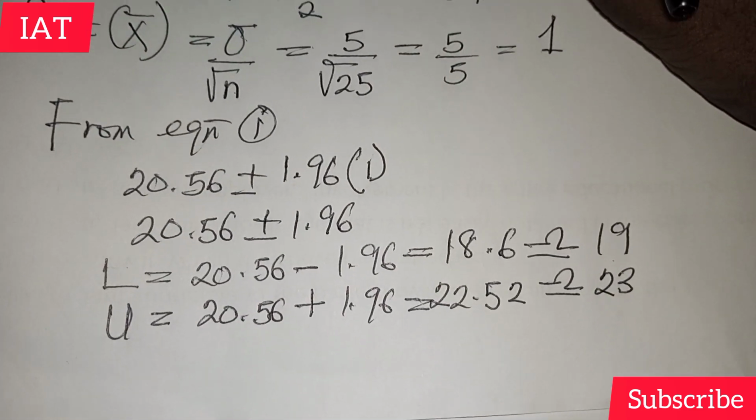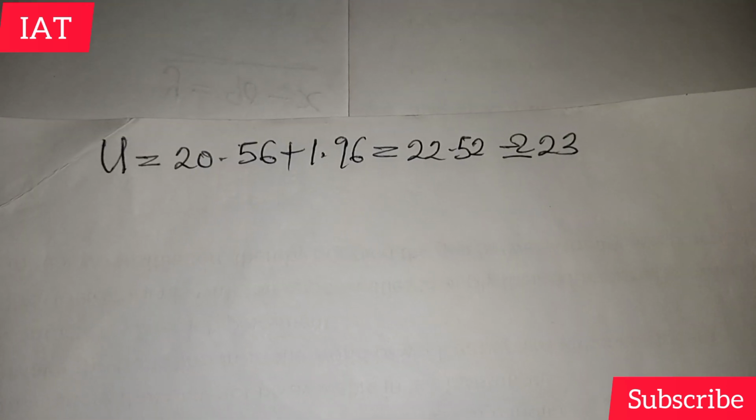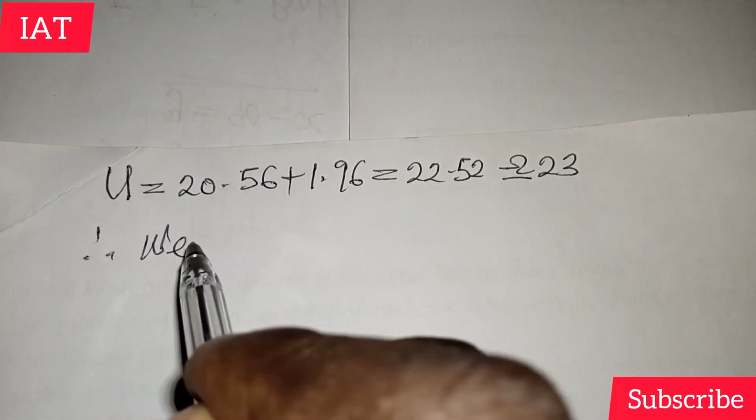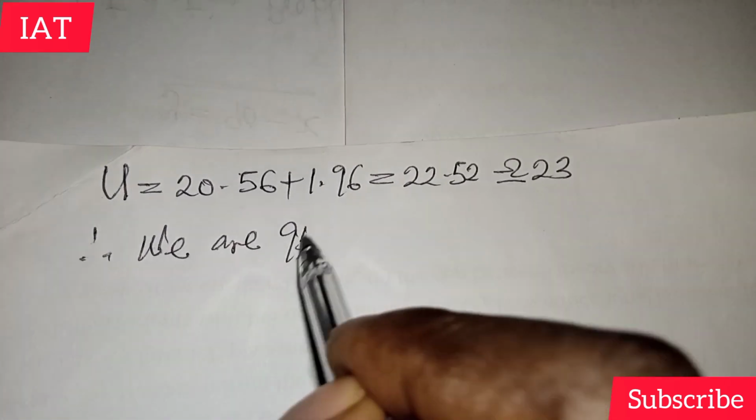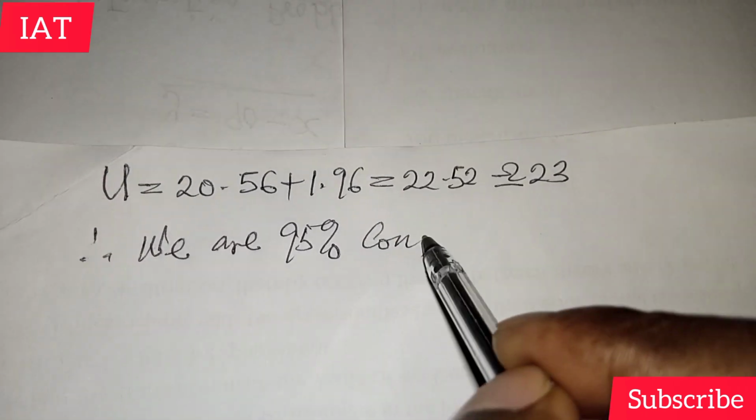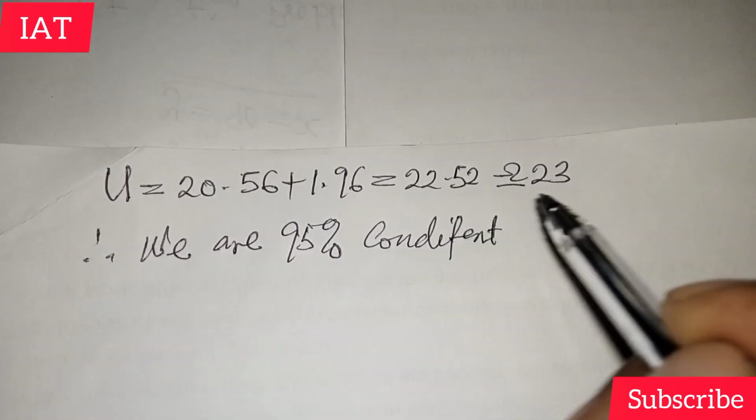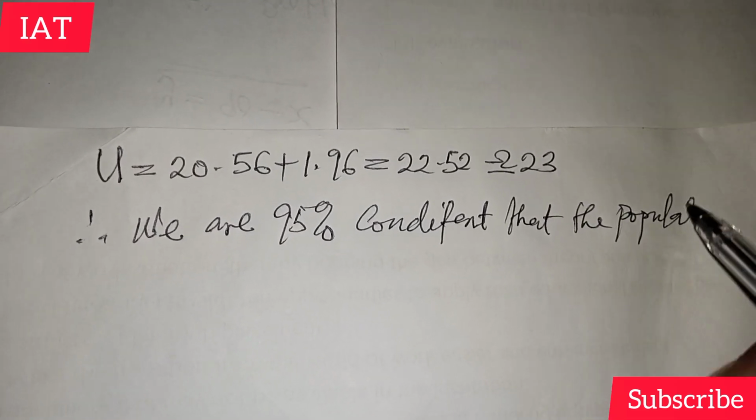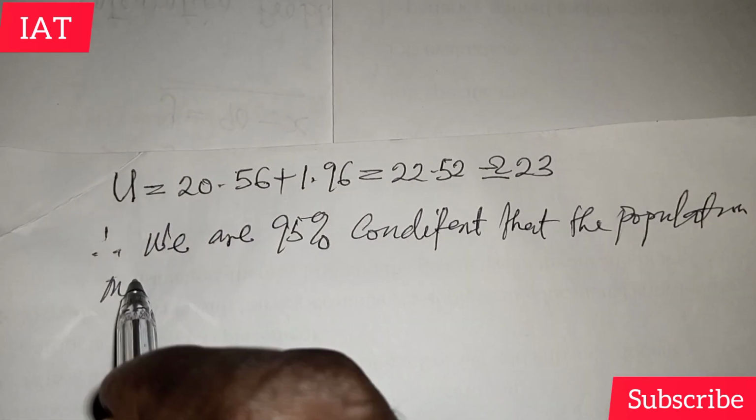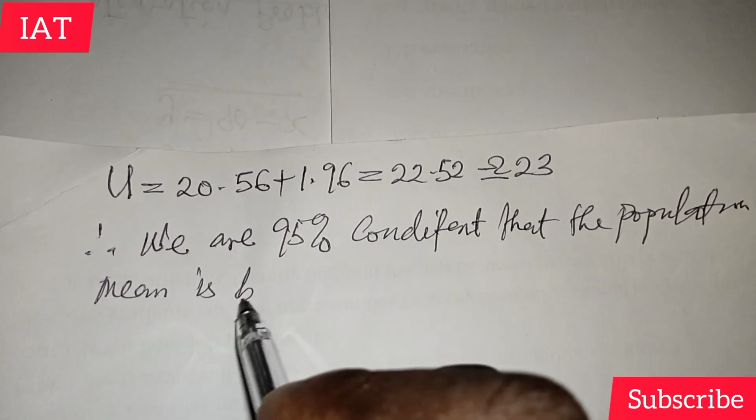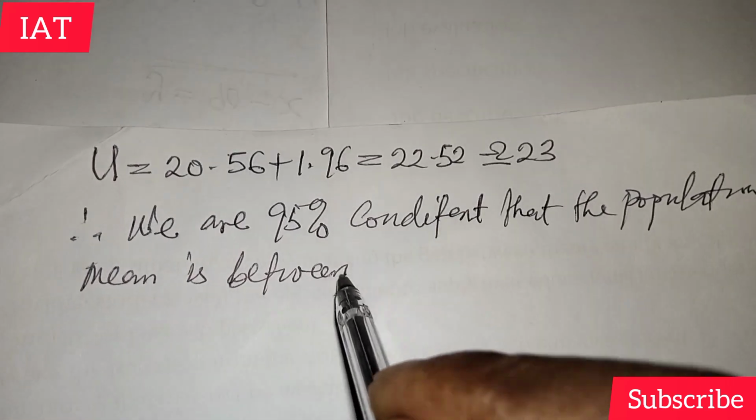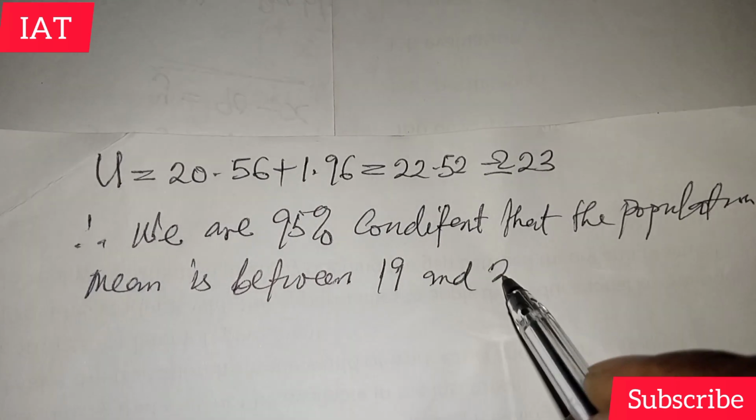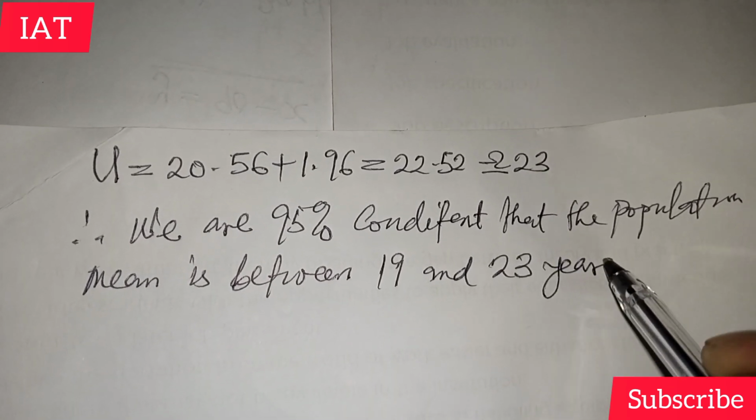All right, so now we've gotten this. It shows that we are 95% confident that the population mean is between the two values we had, which are 19 and 23 years of age.